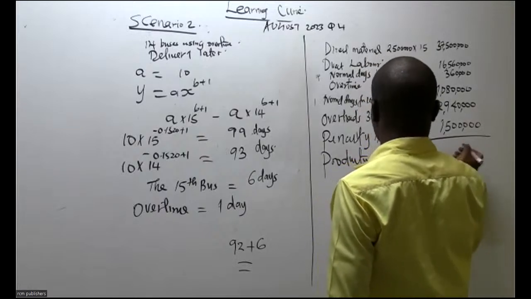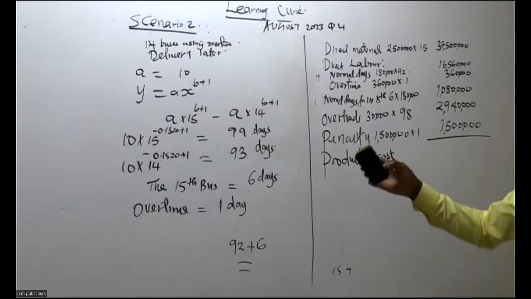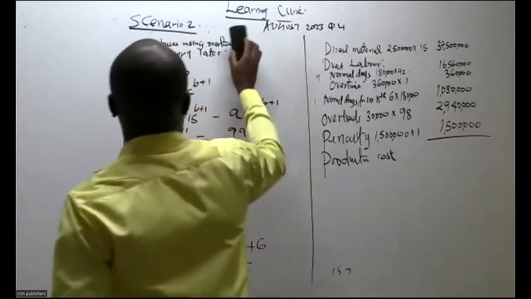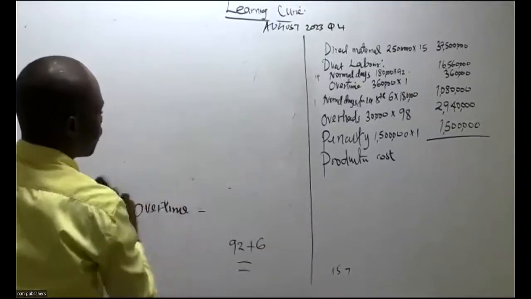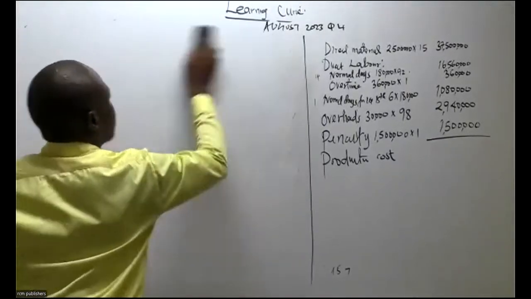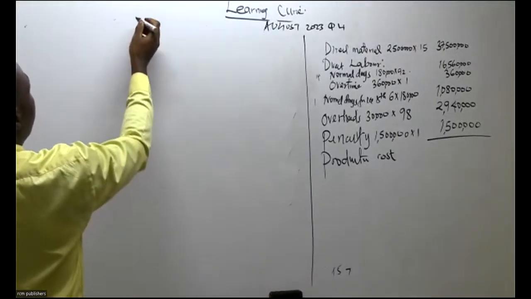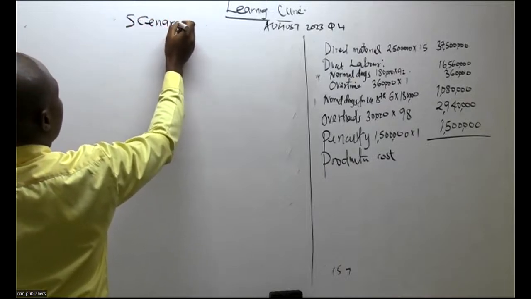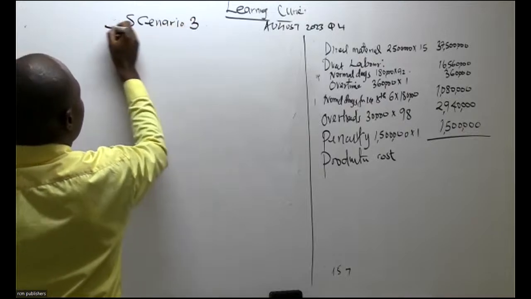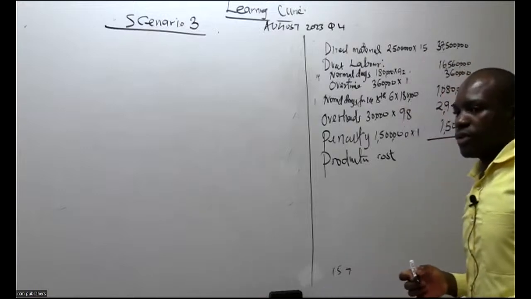cost. Tunakuwa na ngapi? Ongeza kila kitu under scenario 2. Then we get to scenario number 3. Ongeza kila kitu there. Then we get to scenario number 3.